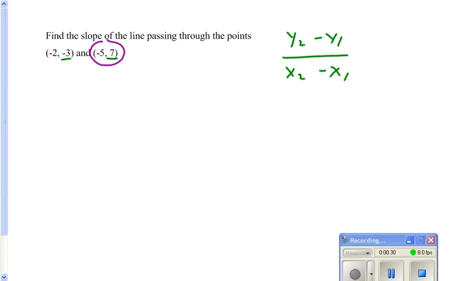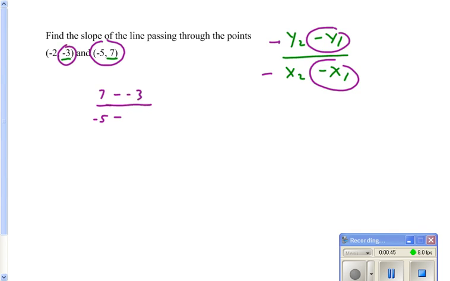So in terms of the second point, I have to have the y on top and the x on bottom, the y on top and the x on bottom, and I'm going to subtract the y on top, the x on bottom, the y on top, the x on bottom. And of course we know that minus and negative is the same thing as plus, and I get negative 10/3.